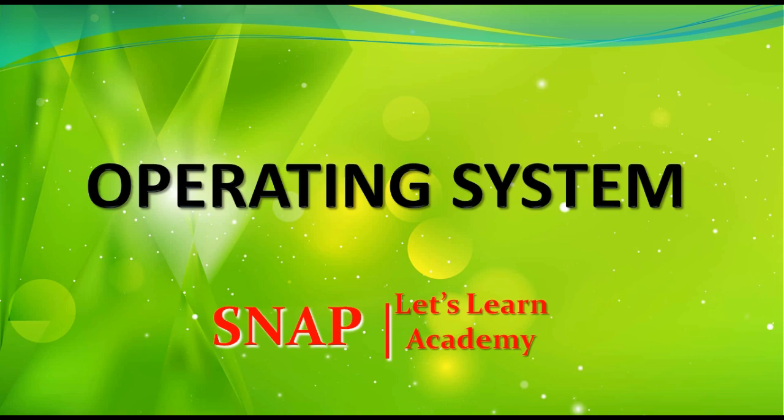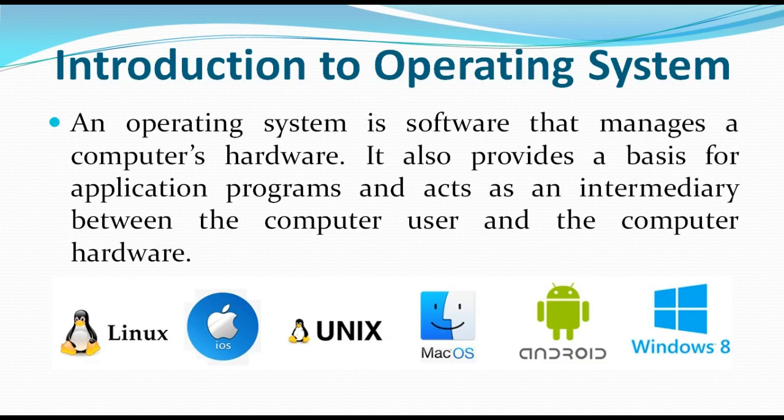Now let us start with the definition. Operating system is a software that manages the computer hardware. It also provides a basis for application programs and acts as an intermediary between the computer user and computer hardware. Means the operating system is a software and this software manages all the computer hardwares, peripherals, right, and also it provides the interface between the user and the computer.